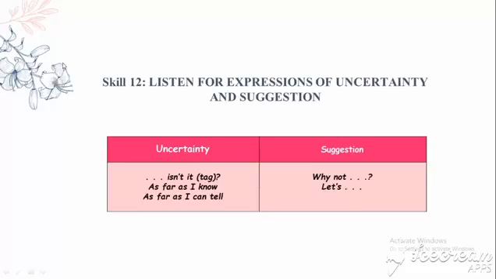Skill 12. Listen for expressions of uncertainty and suggestion. Expressions of uncertainty and suggestion are common in listening Part A, so you should become familiar with them. An expression of uncertainty is like, blah blah blah, isn't it? Or, as far as I know, as far as I can tell. An expression of suggestion is like, why not blah blah blah, let's blah blah blah.